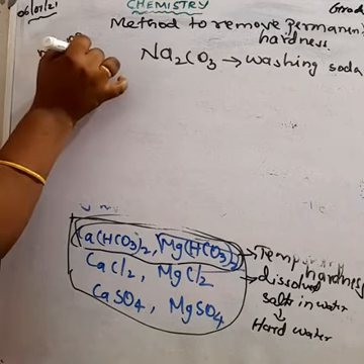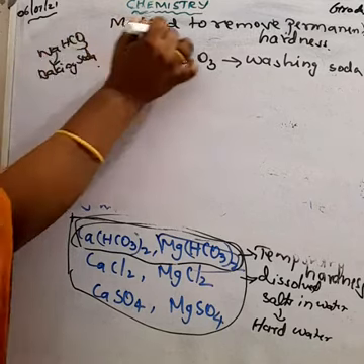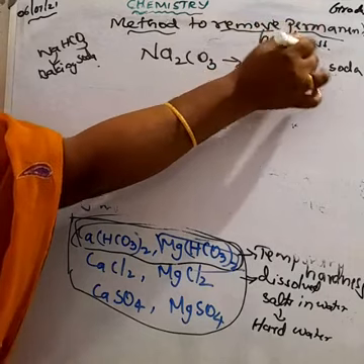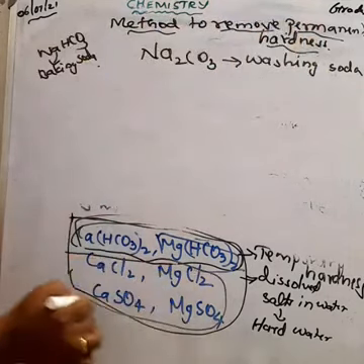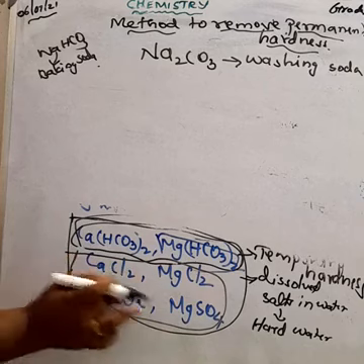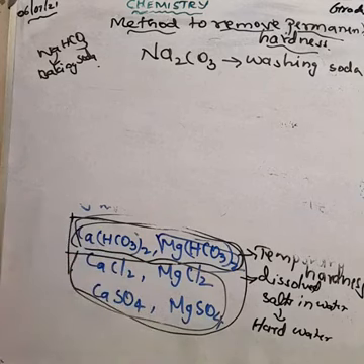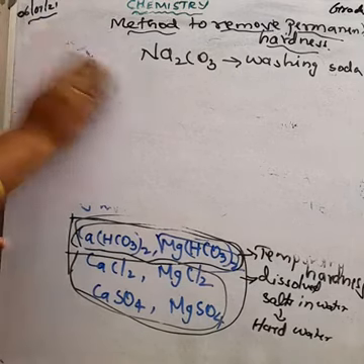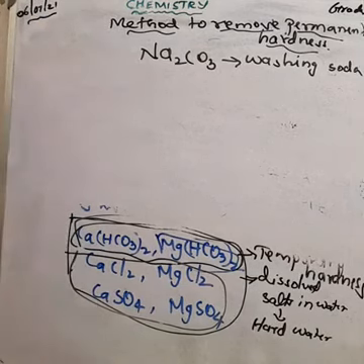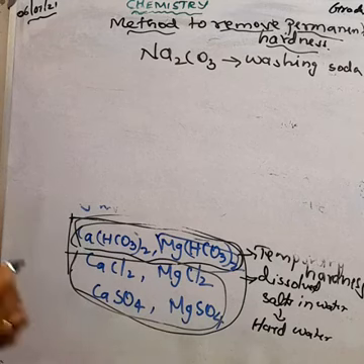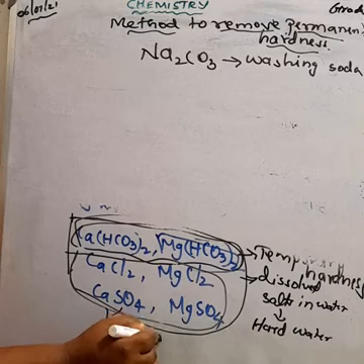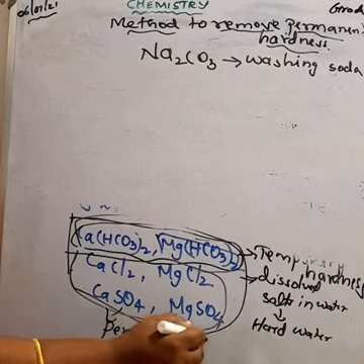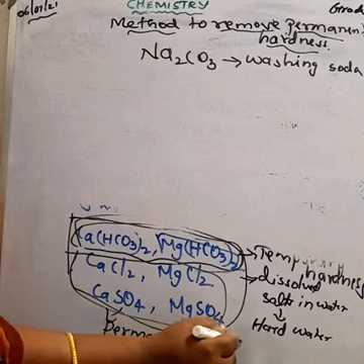Okay. So what do you mean by permanent hardness? When the hard water contains the chlorides and sulfates of calcium and magnesium, that is, calcium chloride, magnesium chloride, calcium sulfate or magnesium sulfate, we call this water permanent hardness. How can we remove the permanent hardness from the hard water? Two methods are here. First method, by adding washing soda to the hard water.